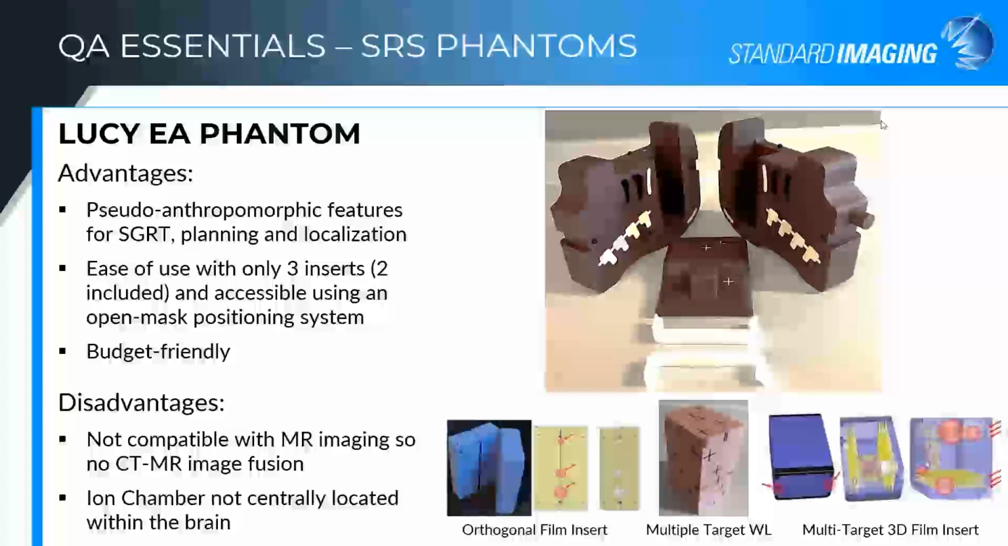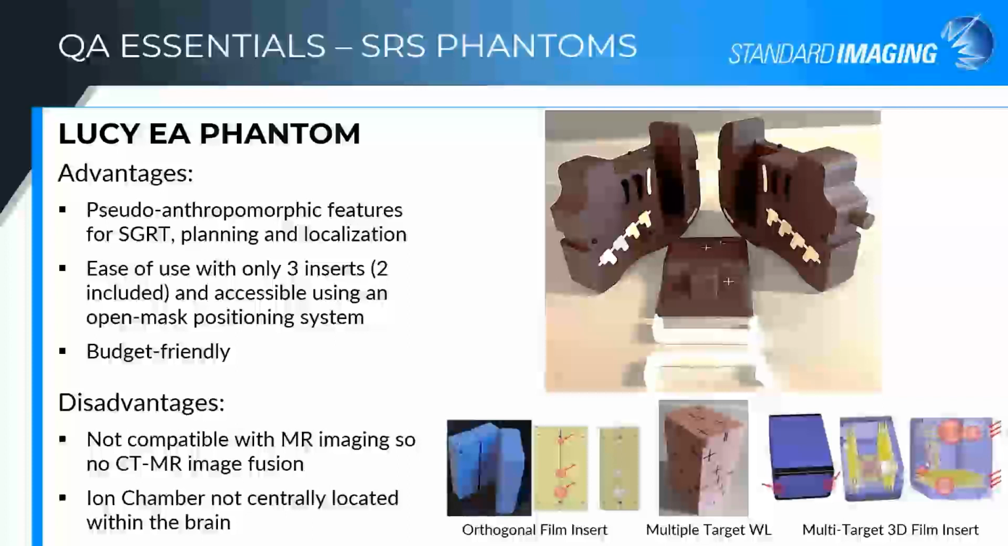It's advantage, so we have some anthropomorphic features in it. We call it pseudo-anthropomorphic phantom. You see the vertebrae and the spinal cord. You see portions of the skull, and that we have air cavities in here. It is a nice, simple phantom to use because we have very limited inserts for this one, which also makes it very budget friendly. That's a good thing.